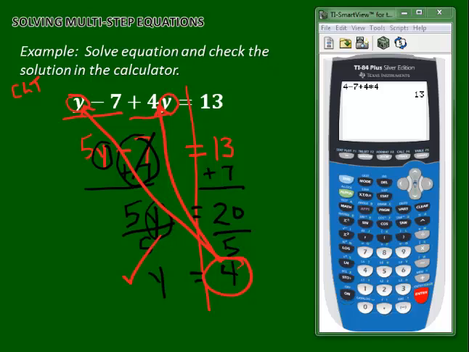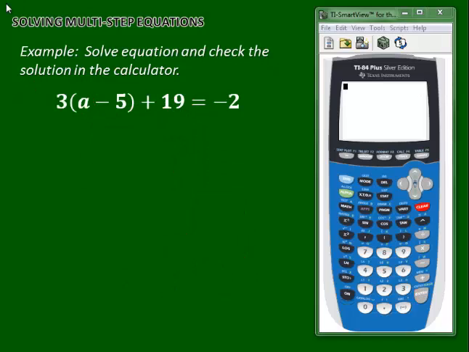Alright, let's go on to example 2. Okay, example 2, if you look at this one, we're going to solve 3 times a minus 5, plus 19 equals negative 2. So again, I'm going to draw my line, circle my variable. But if you notice in this problem, I have parentheses, so I always want to get rid of parentheses first. And the way I get rid of parentheses, in this case, I look inside, a minus 5, can't subtract 5 from a. So the next thing I do is distribute this 3 to the a and to the 5. And remember, since that's minus 5, we're going to make it plus a negative 5.